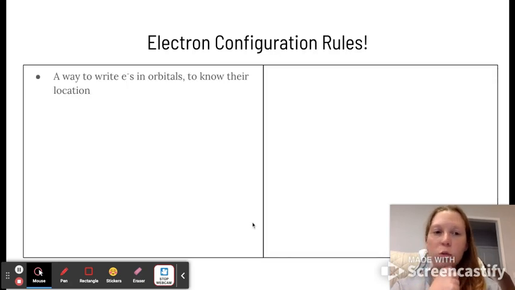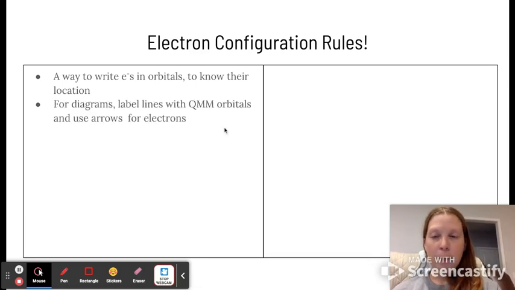So let's talk about the rules that we use to write an electron configuration. First of all, an electron configuration is a way to write electrons in their orbitals and to know their location, easier than having to draw a Bohr model out every time. And since we can't really draw out quantum mechanical models, this is the way that we will write those electrons.